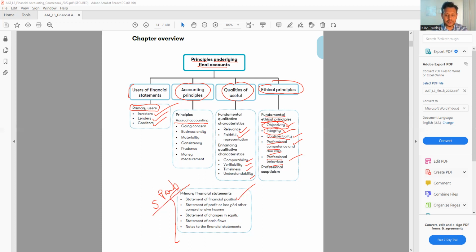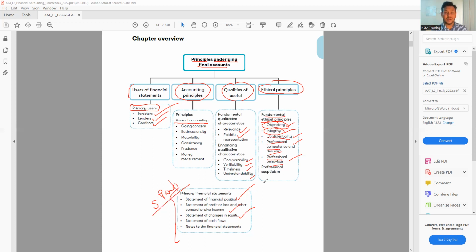Then we have a profit and loss account. Here we're going to look at how much profit or loss the company has. Then a statement of changes in equity. Here we're going to look at the movement of the equity. For example, how much was the share premium, share capital, and the revaluation reserve, retained earnings. So for example, if we pay any dividend, our retained earnings will go down.